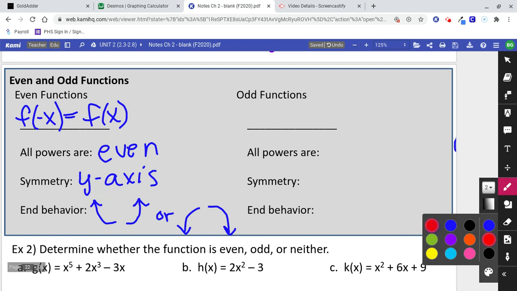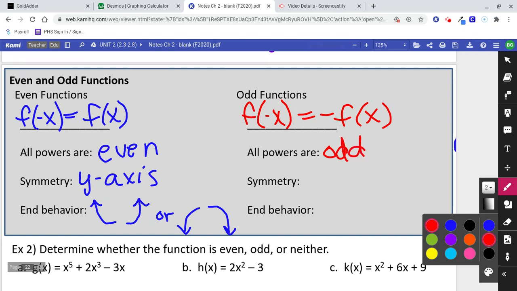Odd functions have the property that f of opposite of x equals negative f of x. And what that means is if you plug in 2 or you plug in negative 2, your results are going to be the opposite. Okay? If you plug in 2 and get negative 17, then you plug in the opposite number, negative 2, you're going to get the opposite number, positive 17. Okay? All powers are odd.